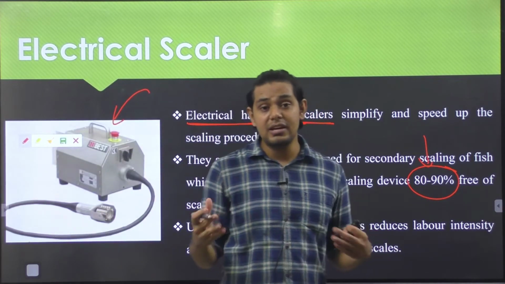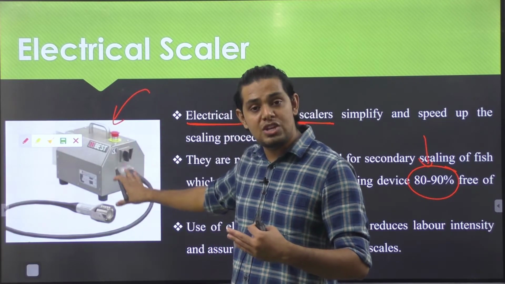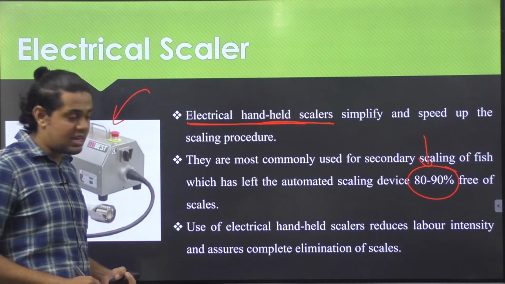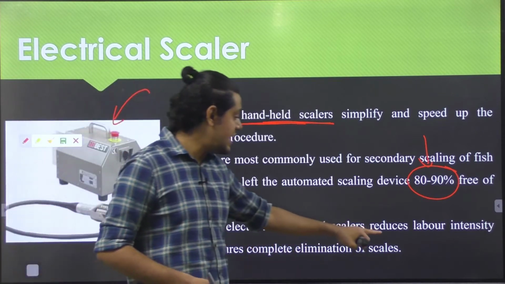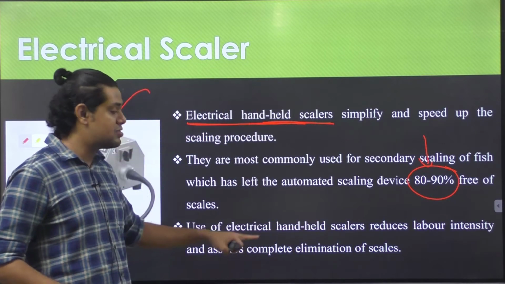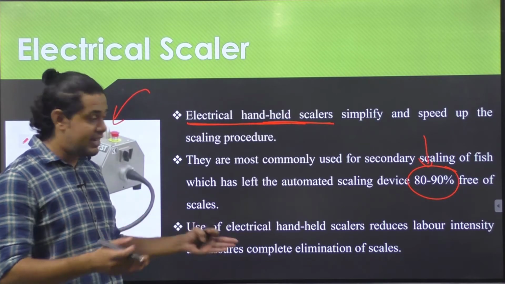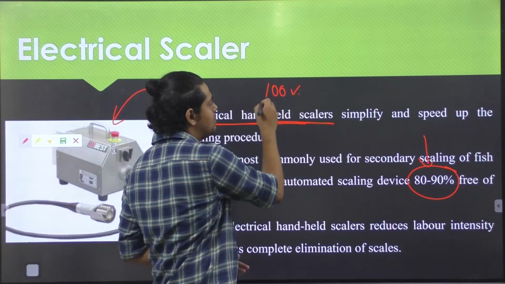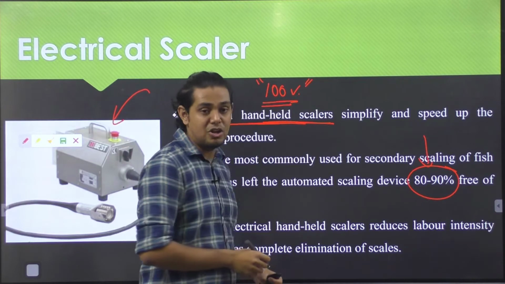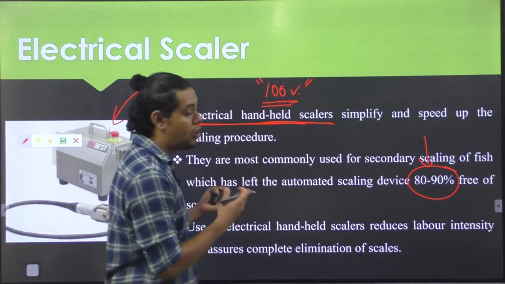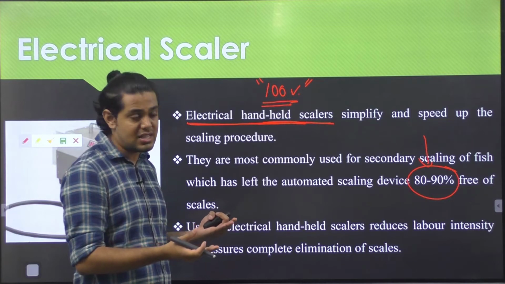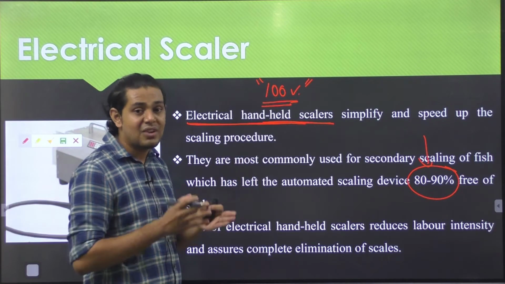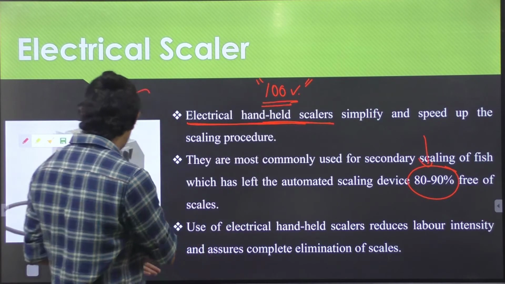So it becomes significantly effective by using electrical handheld scalers in the fish processing industry. The use of handheld scalers reduces labor and assures complete elimination of the scales. By the end of this process, we can assure that the fish being processed is 100% free of scales, while in the manual case we cannot guarantee it, because there might be a lot of damage during the manual process. But in the automatic process, we are ensuring the consumer that the product is devoid of any scales. So that is important content.